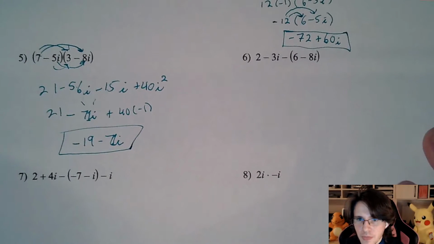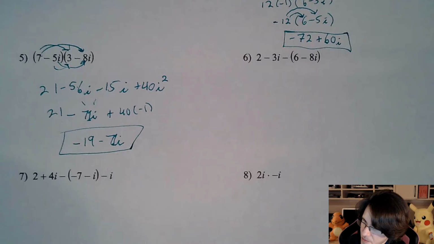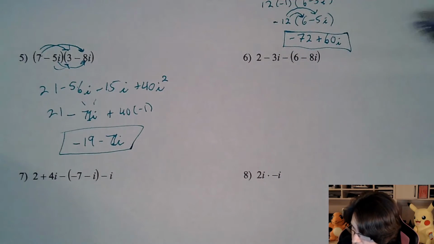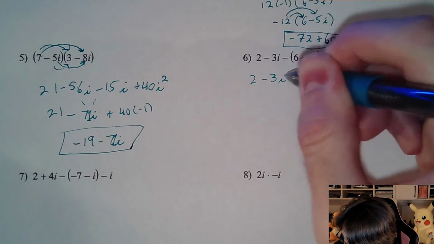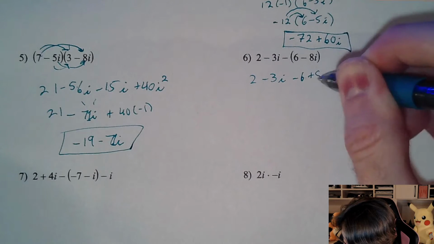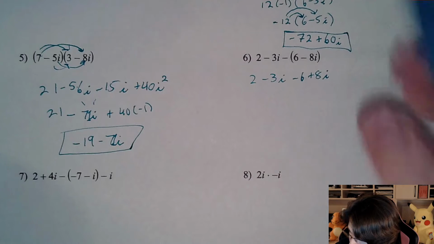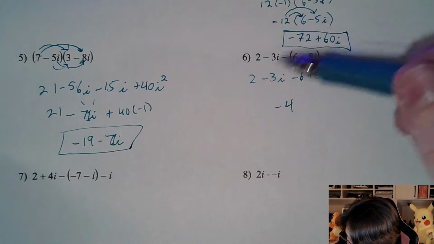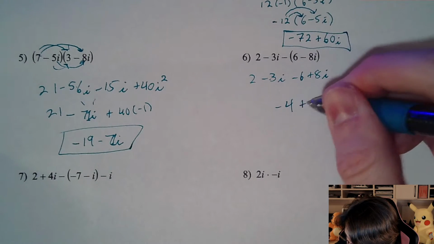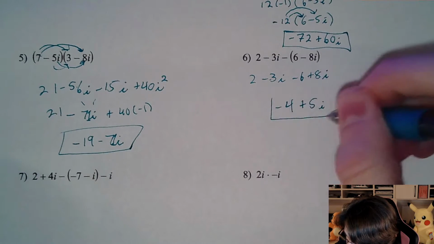Keep the ball rolling. On this one, you've got to be a little careful. Got to remember our rule when you have a negative out in front that it distributes. So we have 2 minus 3i minus 6 plus 8i. And then we're just adding those like terms. 2 minus 6 is -4. -3 plus 8 is +5i.